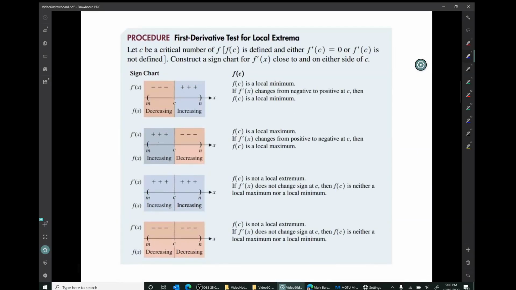And we had the procedure called the first derivative test for finding local extrema. Basically, you look for places on the sign chart for f prime of x where f prime changes from positive to negative or negative to positive.